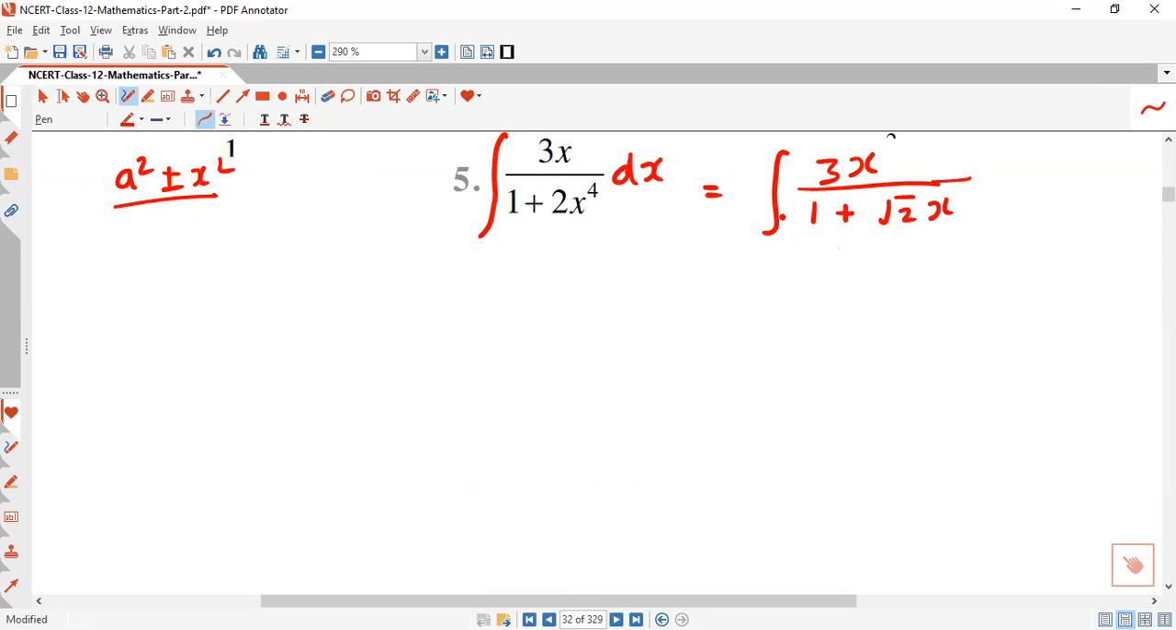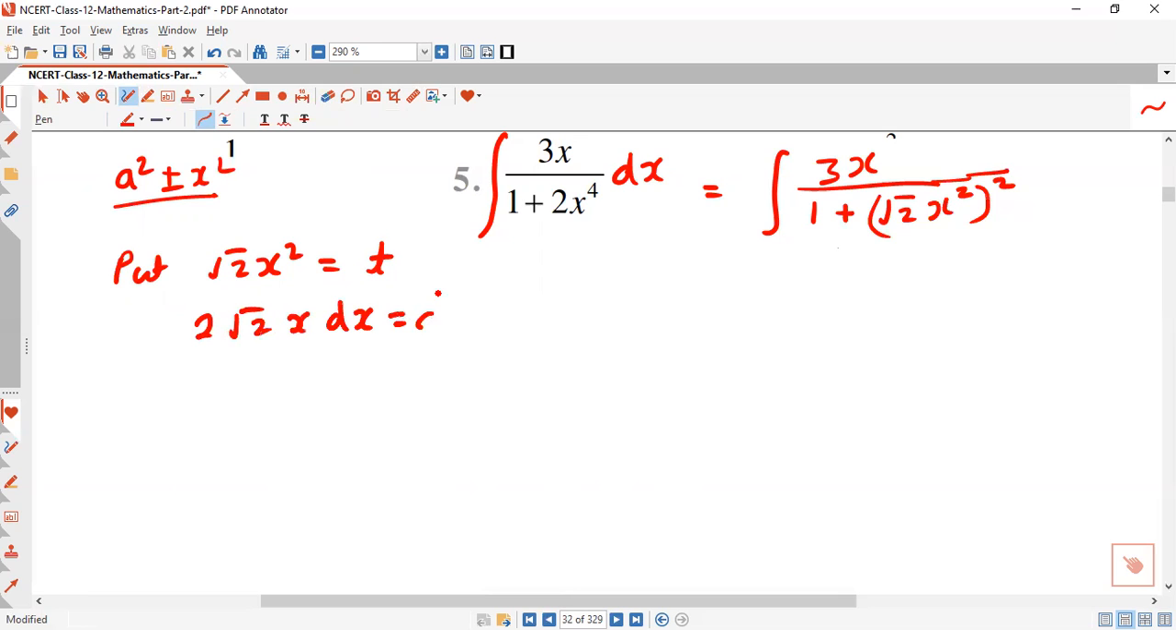All right. Here is root 2x. So we take root 2 x square equal to t. This can be written as root 2 square means 2, and x square means x raised to 4. So let's put root 2 x square equal to t. So what are we getting? 2 root 2 x dx equal to dt.